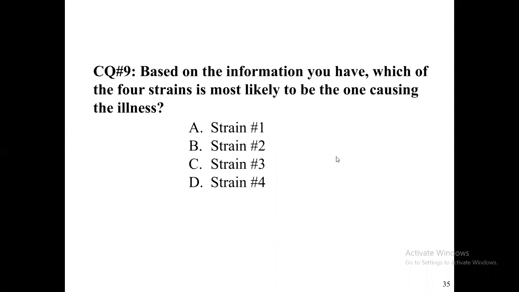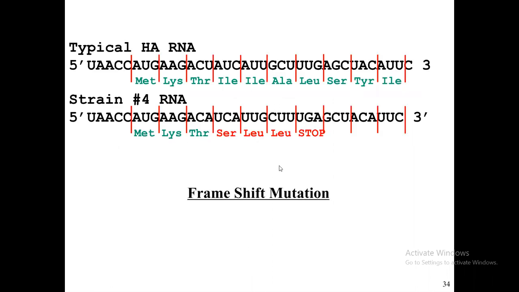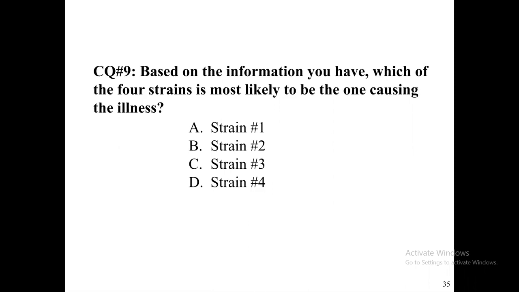Remember that strain 1 included a missense mutation. One amino acid was changed. Strain 2 had a nonsense mutation. It had a premature stop codon. Number 3 is the one that had a silent mutation. And number 4 had the frame shift mutation. So decide which one you think is causing the illness and post that up there.